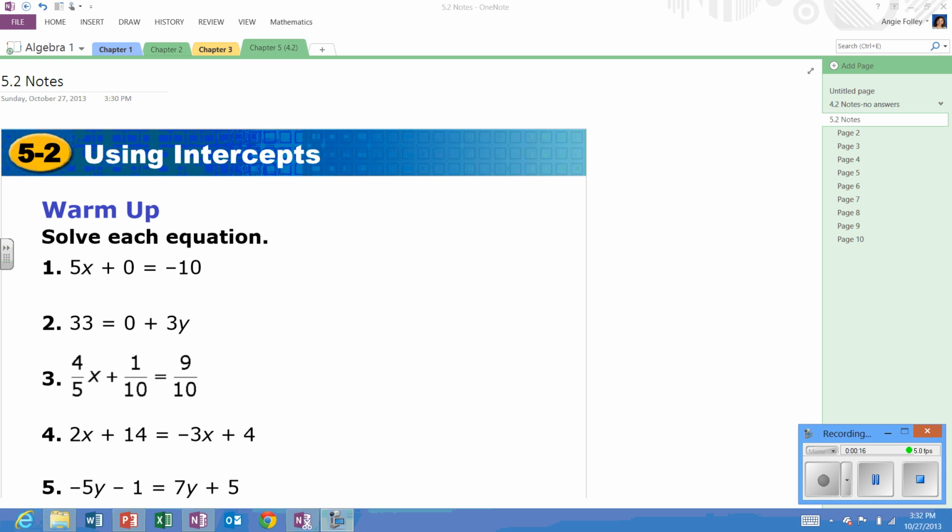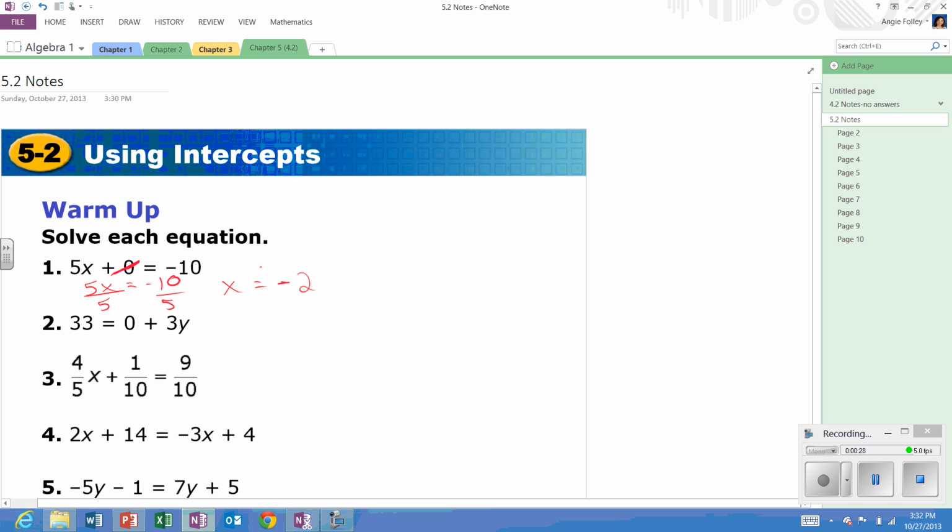So 5x plus 0 equals minus 10. Basically, your 0 goes away, and you're just left with 5x equals negative 10. So to solve for x, you divide both sides by 5, and x equals negative 2. For number 2, 33 equals 0 plus 3y, we can rewrite that as 33 equals 3y because the 0 just goes away. Divide both sides by 3, and y is equal to 11.